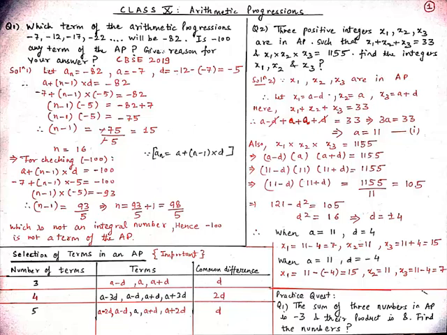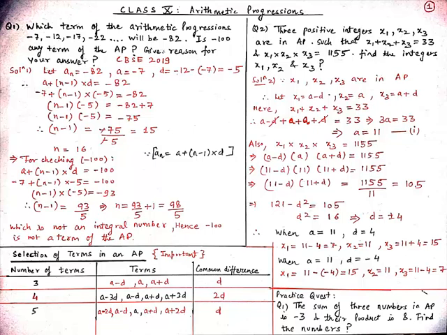So from here, we get two values of our common difference d, which is equal to plus minus 4. So from here, there will be two cases. When a is equal to 11 and d is equal to 4, the positive integers will be x1, which is equal to a minus d. Therefore, 11 minus 4 is equal to 7, and x2 is equal to a. So directly we can write x2 is equal to 11, and then x3, which is equal to a plus d. So here the value of a is 11. So 11 plus 4 is equal to 15.